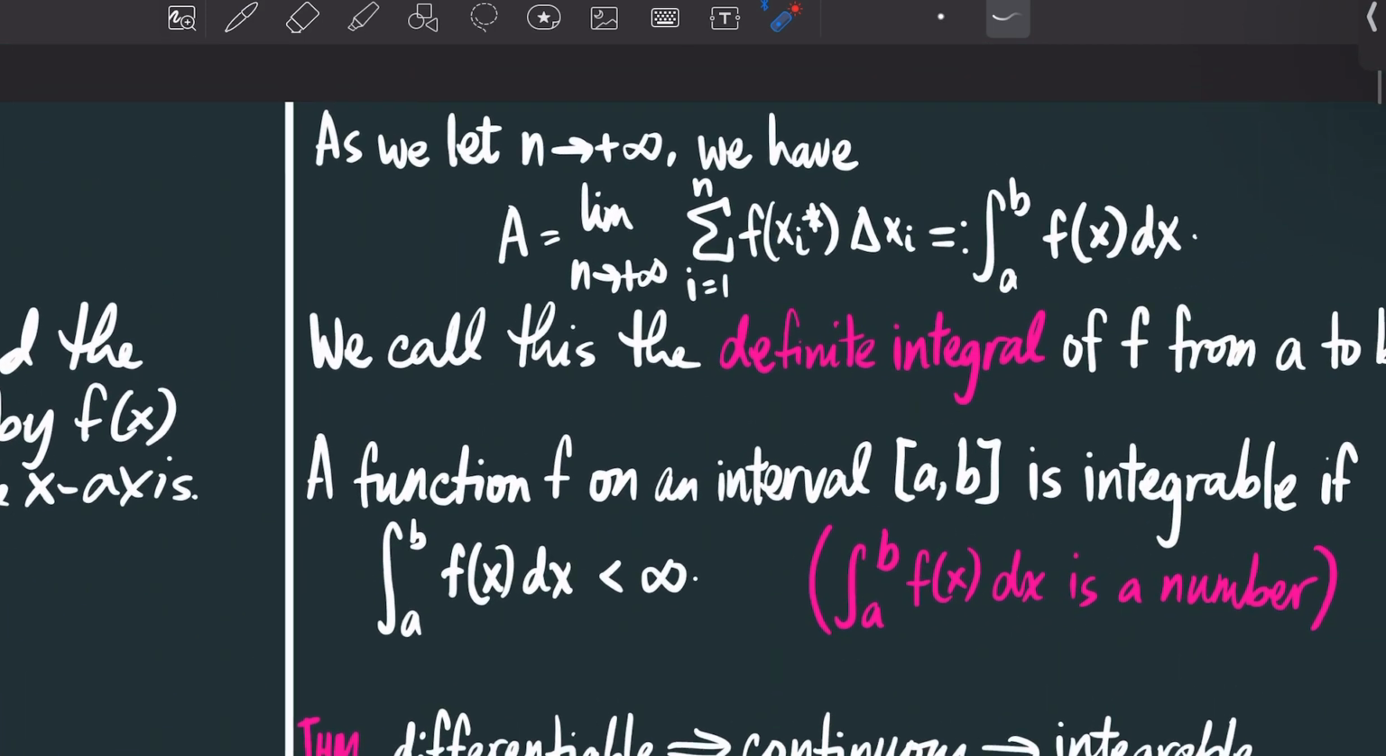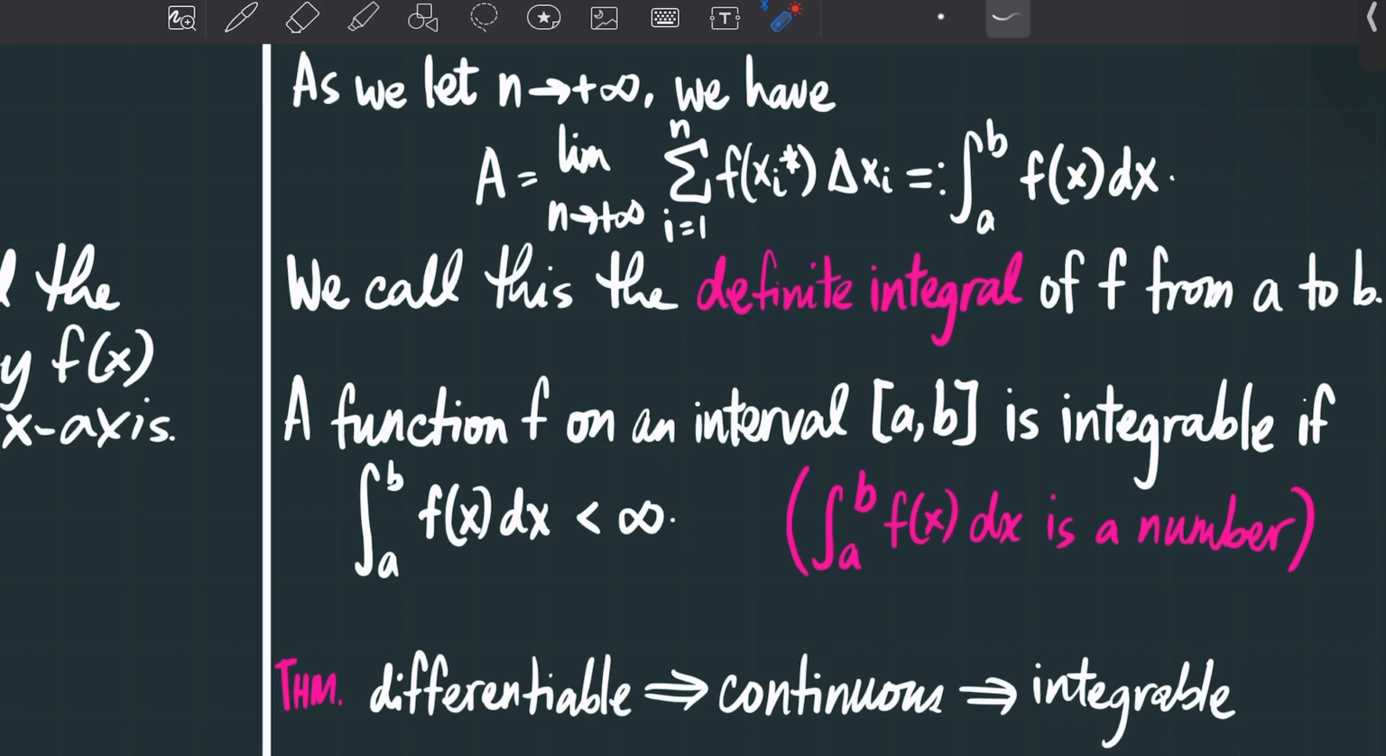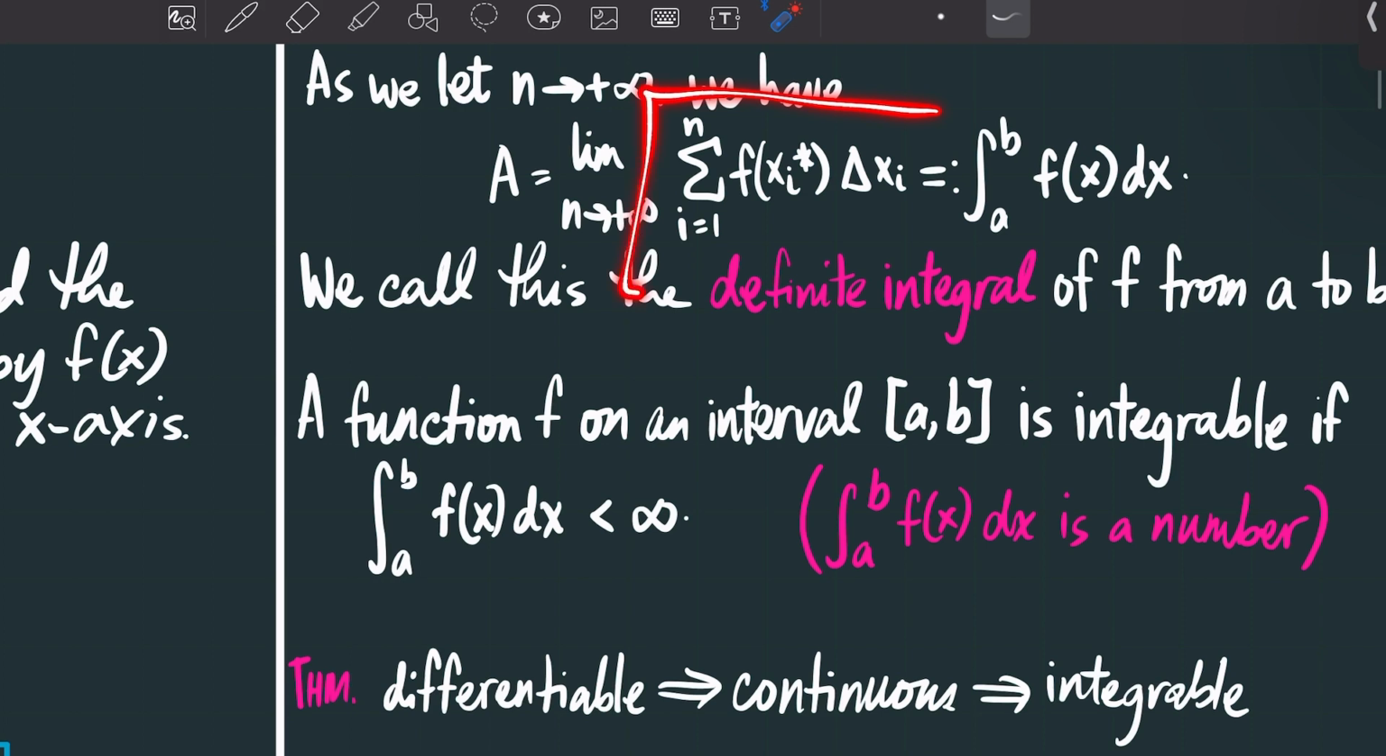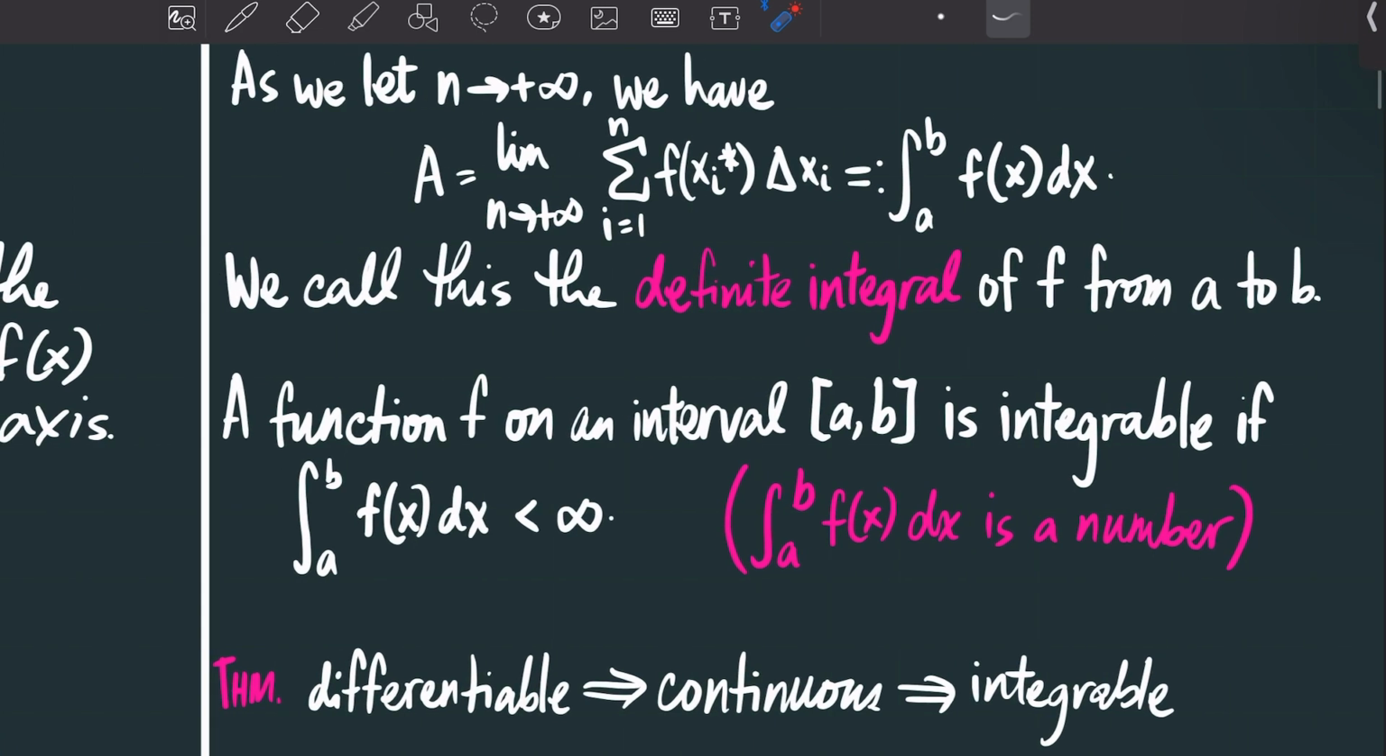So, sabi nila, if we let the number of partitions approach positive infinity, tong sum na to, f of x i star times delta x sub i from i equals 1 to n, is equal na raw do sa mismong area ng ating curve. And tong area na to is what we call the definite integral of f from a to b.